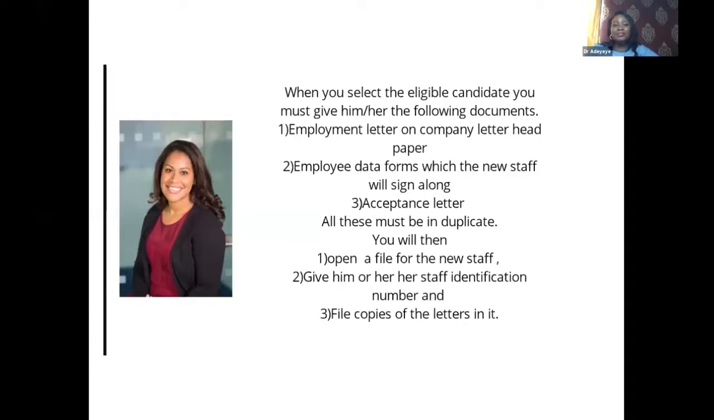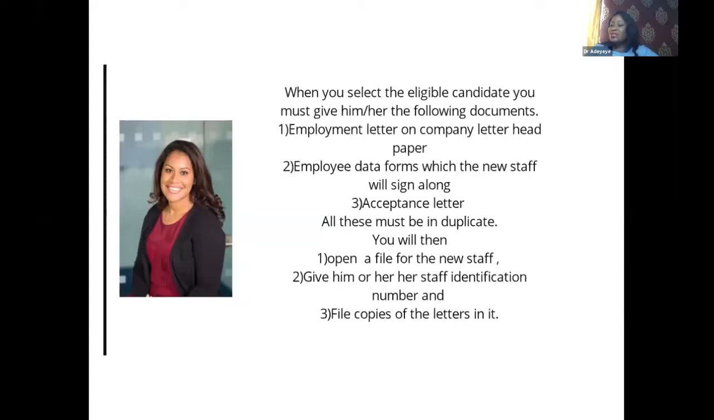All right. So number one, you give the staff employment letter on company's letterhead. Then number two, make sure you get employee data form, which the new staff will sign. So you get all their data. Inside this data, you'll get their next of kin, because sometimes you may not see your staff, they're supposed to come to work. You may not know who to call.